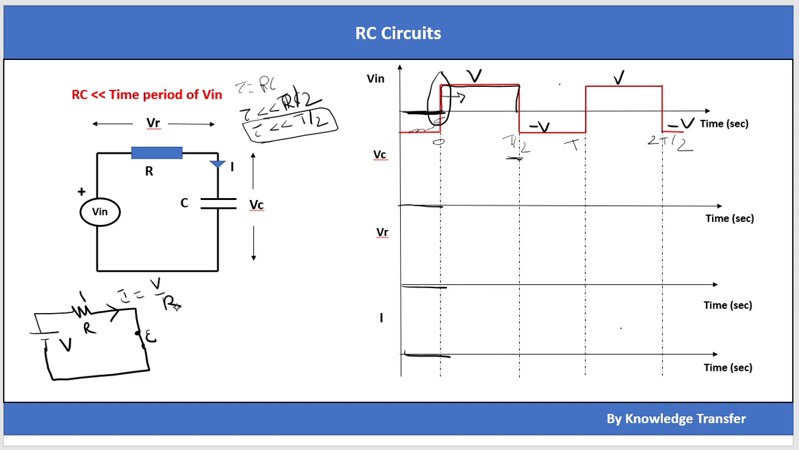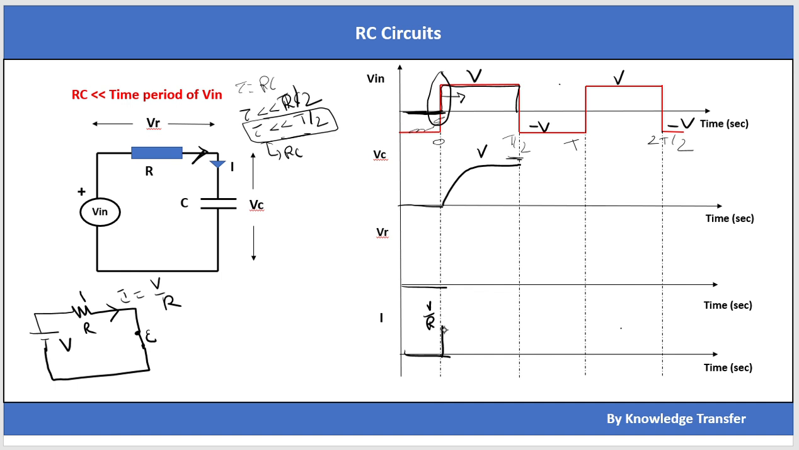So the current flowing is V by R, and if the current is flowing in this way, it is positive. If the current is flowing in reverse, it is negative. So this current is V by R, and the capacitor will start charging, and it will reach V volt and stay there. That's what we already mentioned: tau is far less than T by 2. Tau is here RC. Okay, so this will reach V volt.